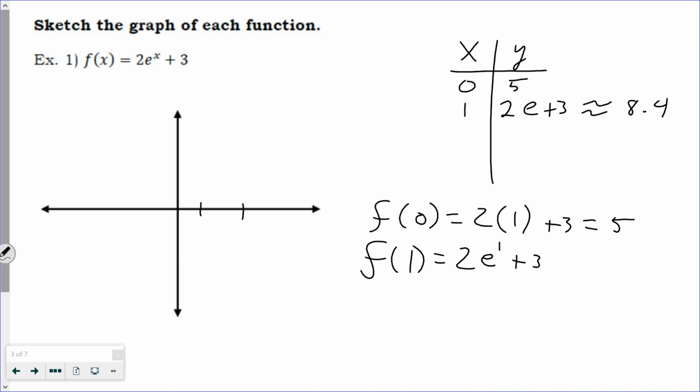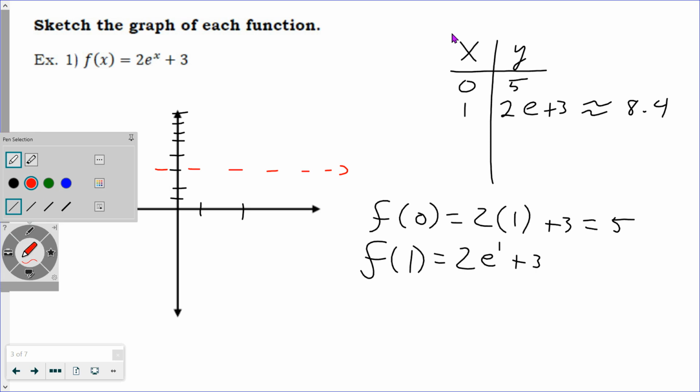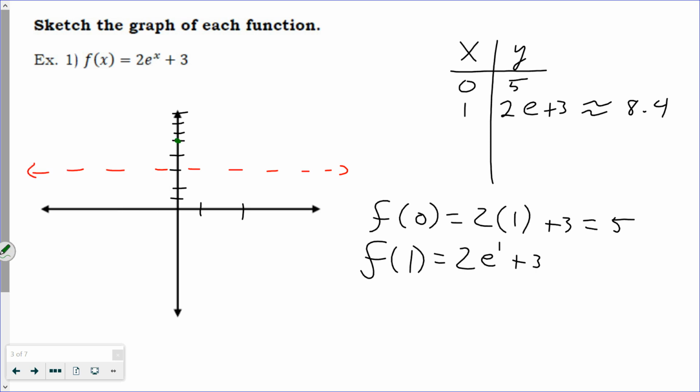So we have the points at x equals 0 and 1, and we go up to 5. When the base is just e, it's a growth function, but if you had a base of 1 over e, that would be the opposite. Alright, so we have a horizontal asymptote at y equals 3. You go ahead and graph that first. And then at the points 0, 5 and 1, about 8.4, so way up there.